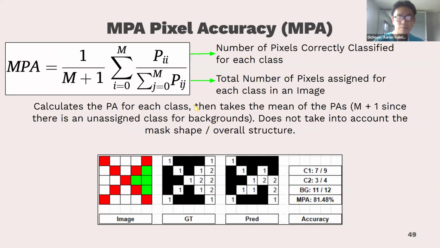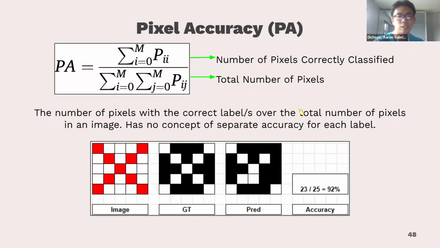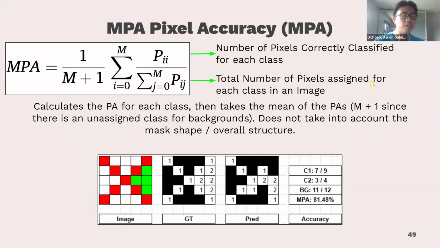However, this also has a limitation where it doesn't separate the accuracy of prediction for each label. So the pixel accuracy I showed is only really useful if you only have one specific class you're trying to detect or segment. However, if you want to detect multiple classes, you're going to want to use mean pixel accuracy. Mean pixel accuracy takes the accuracy across each and every class.